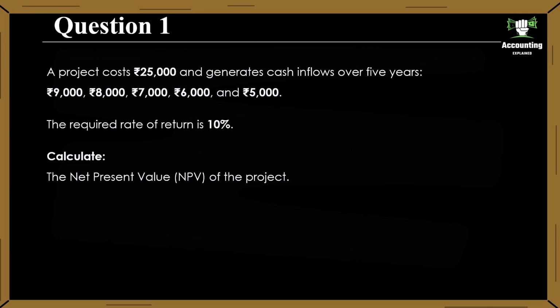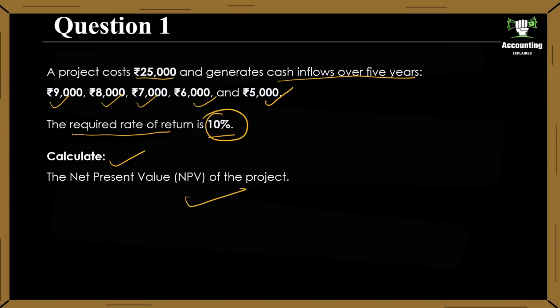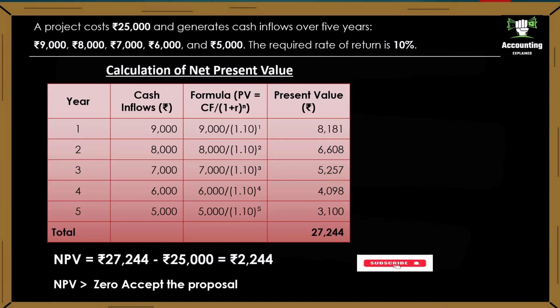Let's solve another question where we have uneven cash inflows. A project costs rupees 25,000 and generates cash inflows over 5 years of 9,000, 8,000, 7,000, 6,000 and 5,000 respectively. The required rate of return is 10%. Calculate the net present value of the project. So this is your cost of capital, or the discount rate. Come on students, let's solve the problem together.